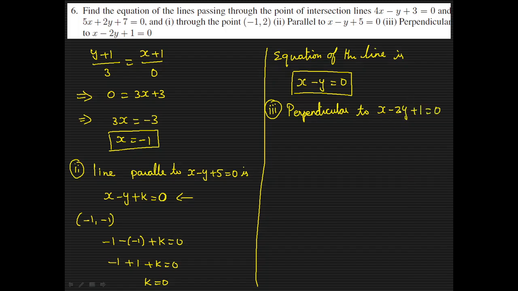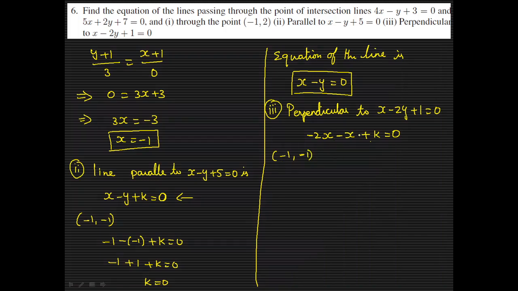So how will you write it? You have to interchange the coefficients. The coefficient of y is minus 2, so let us put minus 2x. And the coefficient of x is 1, so I will put minus y here. Then for the constant, let me put k is equal to 0. Again, you can put k here or on the right hand side also.